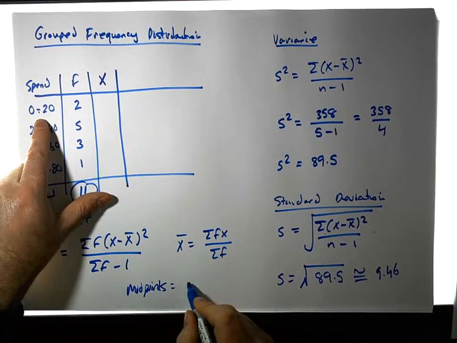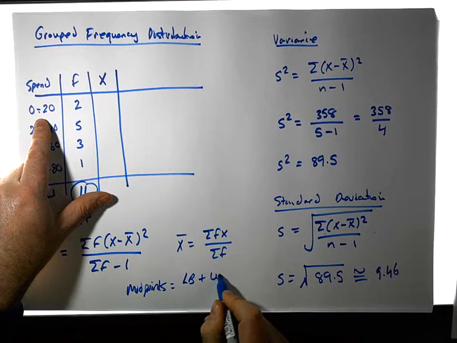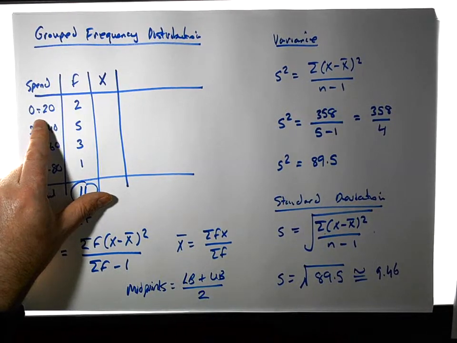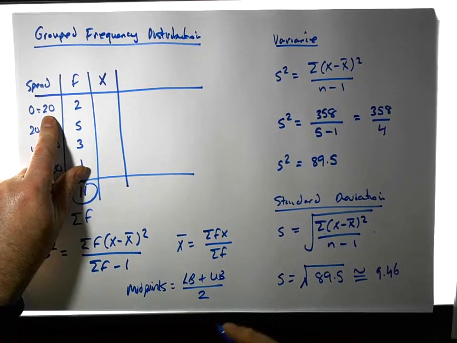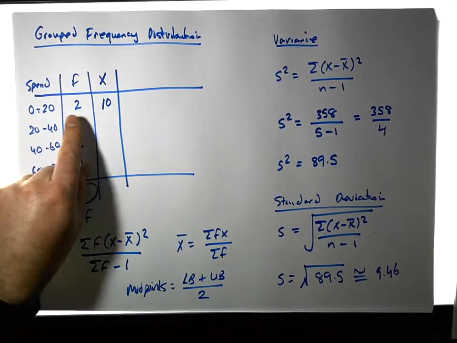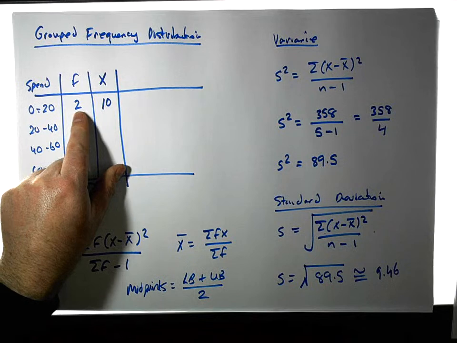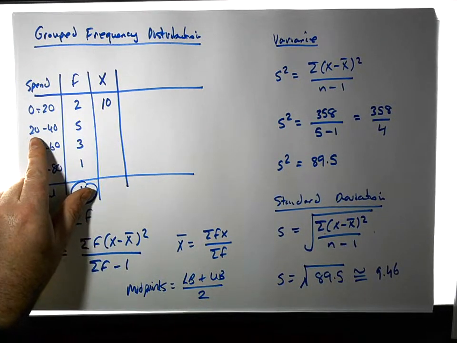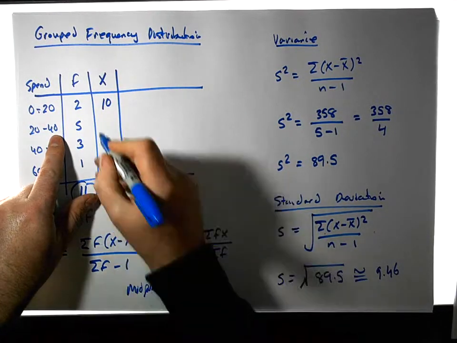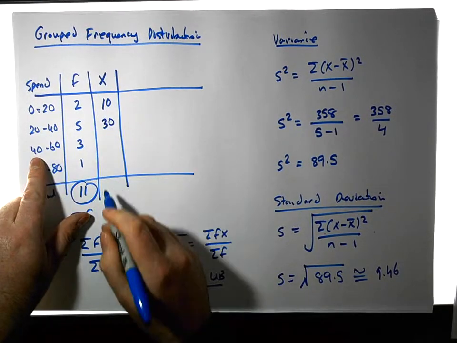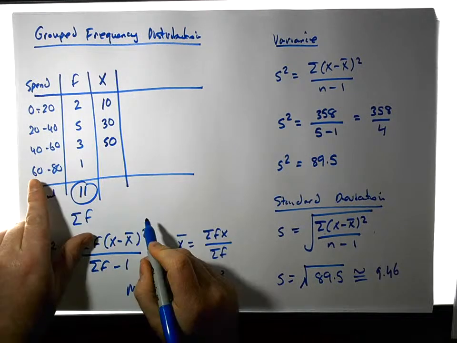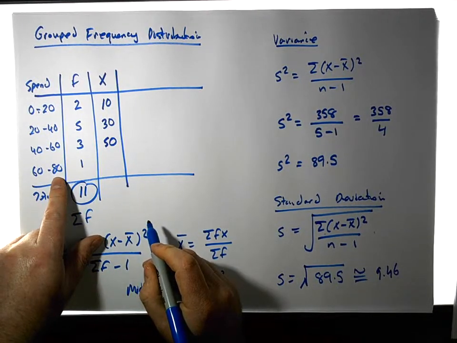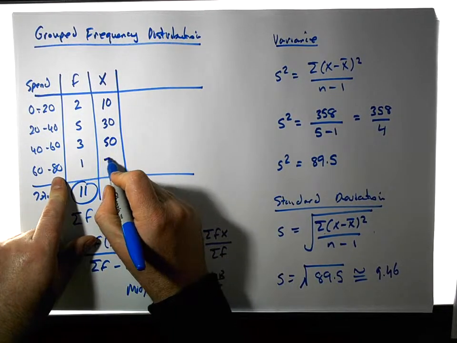And the midpoints are simply the lower bound plus the upper bound divided by 2. So 0 plus 20 gives me 20. Divide that by 2 gives me 10. So I'm going to assume that these two people responded with a value of 10. Then we have 20 plus 40 gives me 60. Divide that by 2 gives me 30. 40 plus 60 gives me 100. Divide that by 2 gives me 50. 60 plus 80 gives me 140. Divided by 2 gives me 70.